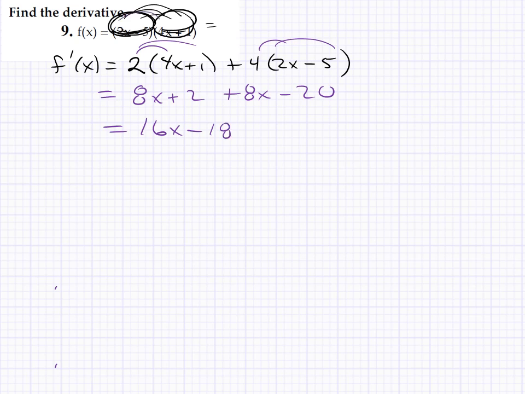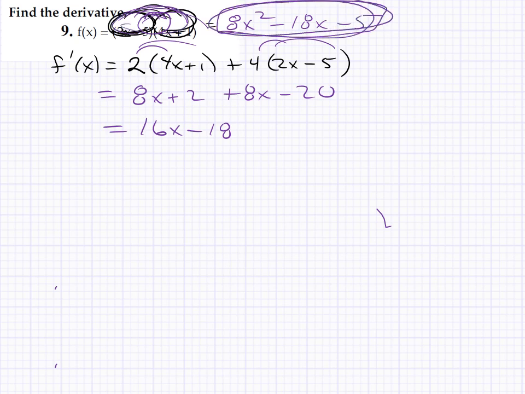Notice that if I multiplied this out in the beginning, I would have had 8x squared. I would have had a minus 20x and a 2x, which would give me a minus 18x. And then I would have had a negative 5. That's just the original polynomial still. Look at it. If I took the derivative of this, you can see easily that this is the answer I would get. So either way, you get the same answer. It doesn't really matter how you get there.